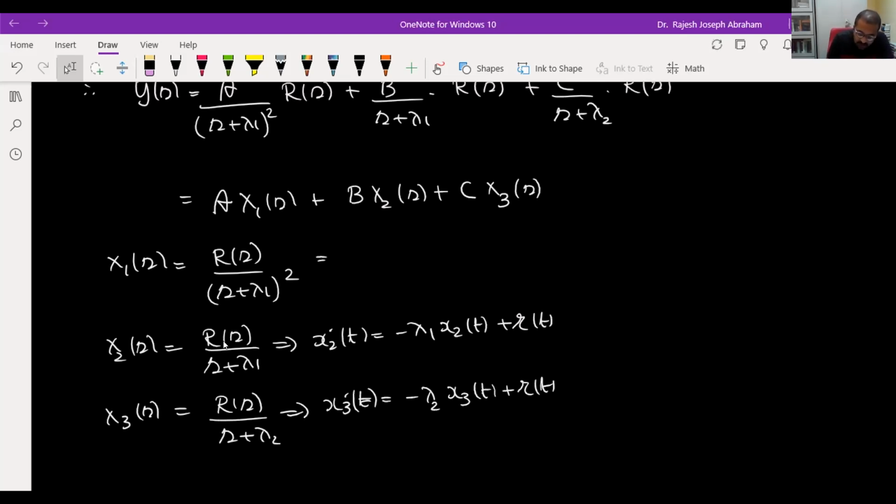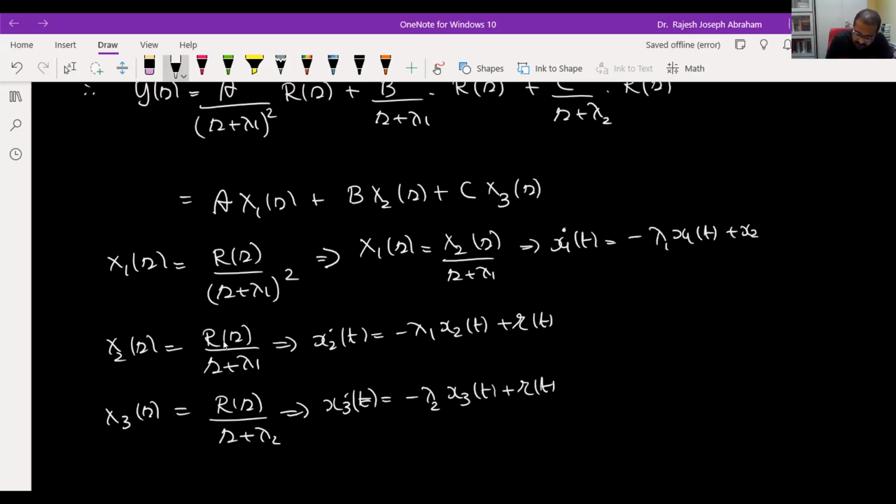Okay, so you see this R of s by s plus lambda 1 is x2 of s. So what will be this x1 of s? I can write like this: x1 of s is equal to x2 of s divided by s plus lambda 1. Is it not? Because x2 of s is R of s by s plus lambda 1, so this is R of s by s plus lambda 1 whole square. So from here, what will I get? X1 dot equal to what? Minus lambda 1 x1 of t plus x2 of t, right?